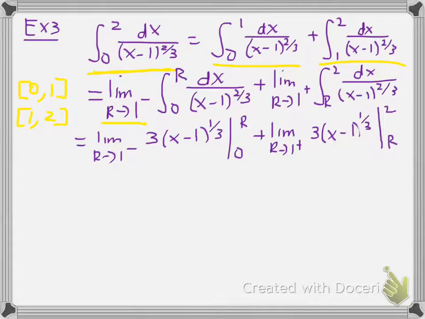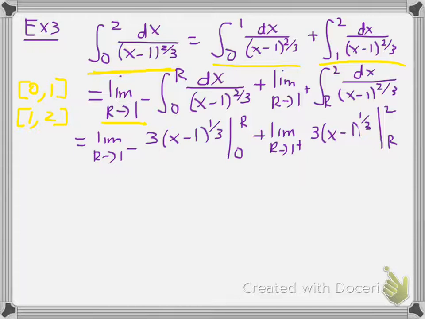So now let's go back. That's what this part is. So this equals the limit as r approaches 1 from the left of 3 times (x minus 1) to the 1/3 evaluated from 0 to r, plus the limit as r approaches 1 from the right of 3 times (x minus 1) to the 1/3 evaluated from r to 2. Now, like I said before, I would evaluate it one at a time, because once we evaluate this first term, if that diverges, then we can say the whole thing diverges. We don't have to evaluate the other term. But if it converges, then we do have to figure out the other term.